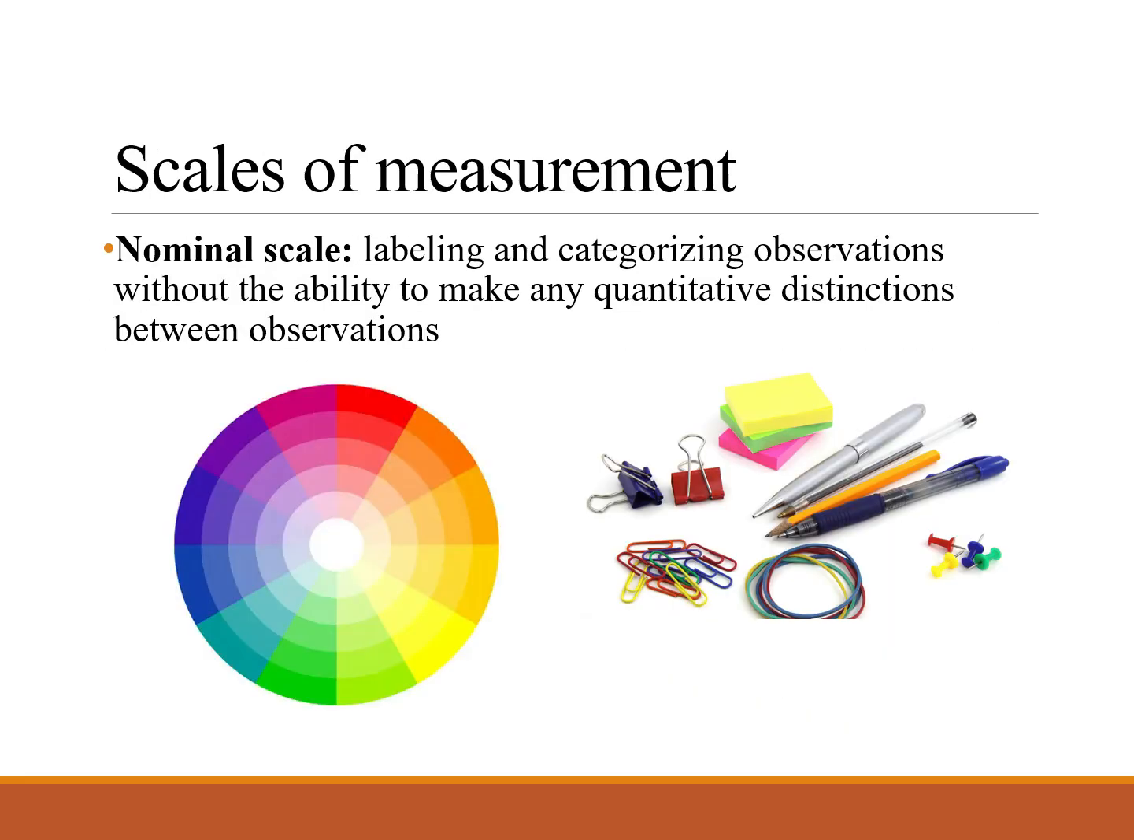What we can do with the data we obtain also depends on the scales of measurement we use. Nominal scales label and categorize observations without the ability to make any quantitative or numerical distinctions between observations. Colors are a great example of this. We can easily label these, and while we may have our own favorites, there are no numbers to tell us which color is the best.